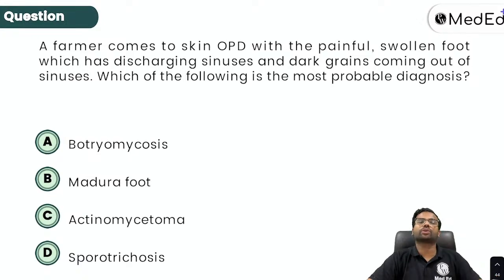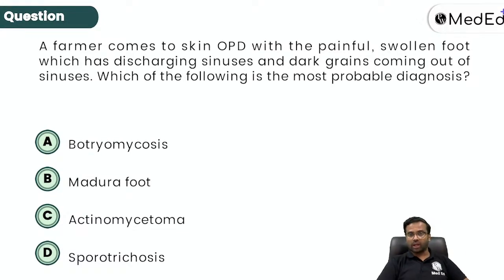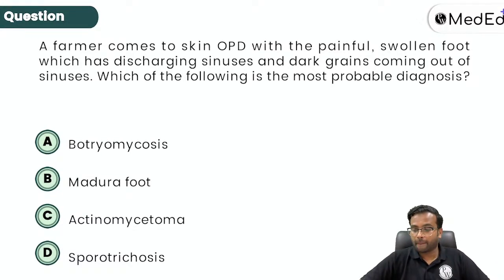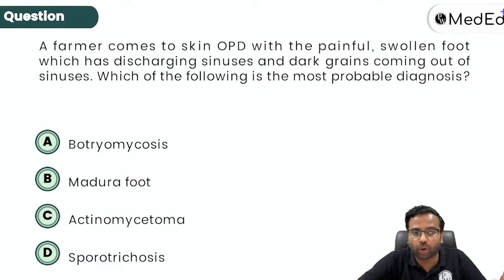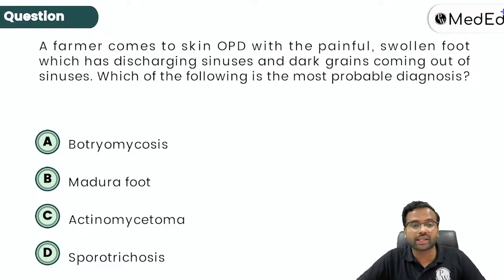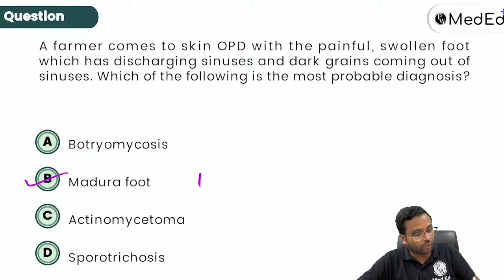A farmer comes to the skin OPD with a painful swollen foot which has discharging sinus, dark grains coming out of it. So when I read this question itself, I can clearly see a triad of some disease. So what is that? Is it botryomycosis? Is it Madura foot, actinomycetoma, or sporotrichosis? Yes, excellent. So here the right answer should be Madura foot, which we also call as mycetoma, right?